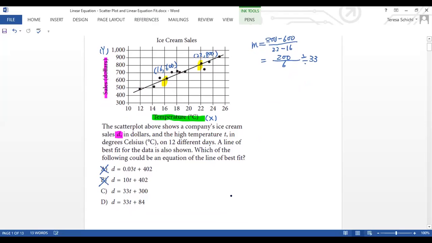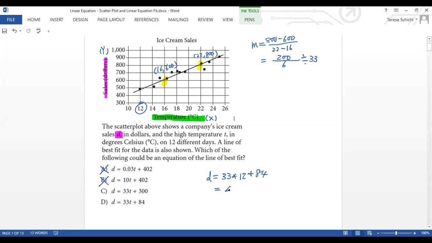Now the next thing, you ask which one it is: D equals 33t plus 300, or D equals 33t plus 84. Here you can choose another point to estimate. The way you estimate is to plug in the numbers. Let's try 33 times 12, and then plus 84, to see if this one is closer or not. So 33 times 12, plus 84, is 480.